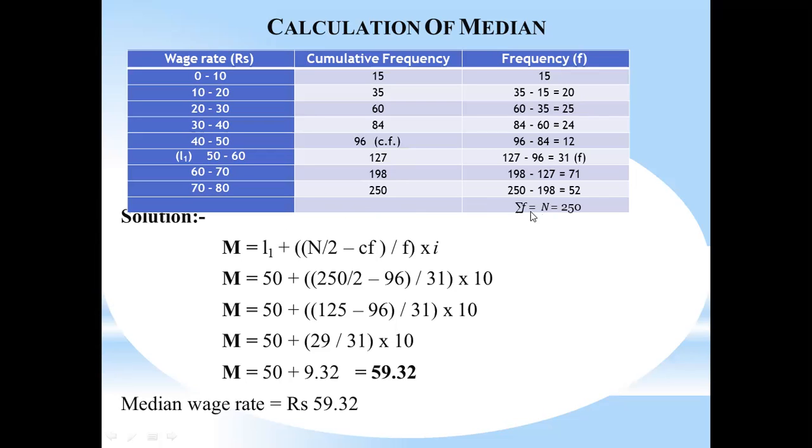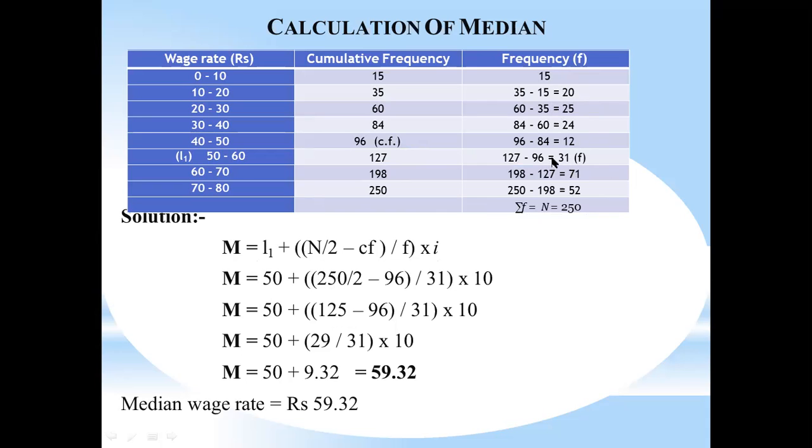Here, your summation F, or N, is 250. So straight away, you can do 250 by 2. You're going to get 125. Or you can as well put the formula here. We know that the formula for median is M equals L1 plus N by 2 minus CF by F into I.